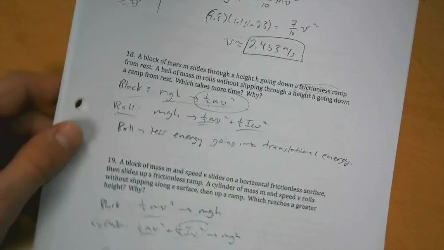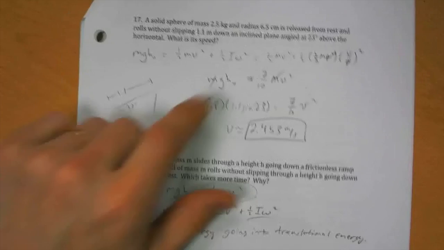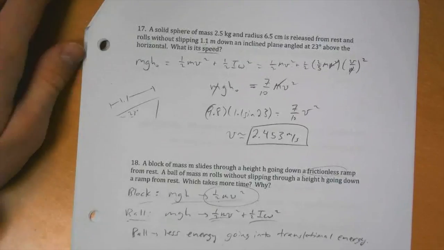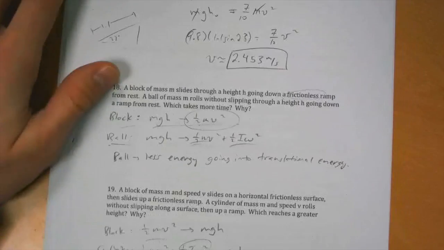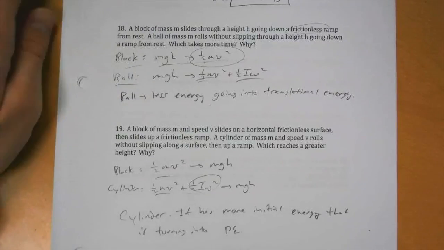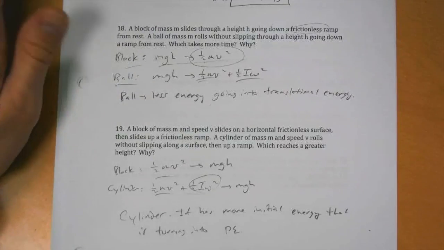Anyway, so we have this new kind of energy, this 1/2 I omega squared rotational kinetic energy. We can apply energy conservation just like we would with other forms of energy, but now we have another term in our conservation of energy equation, that rotational kinetic energy.